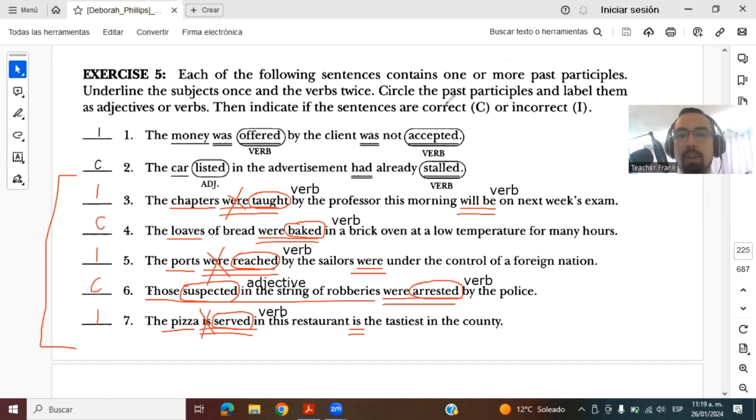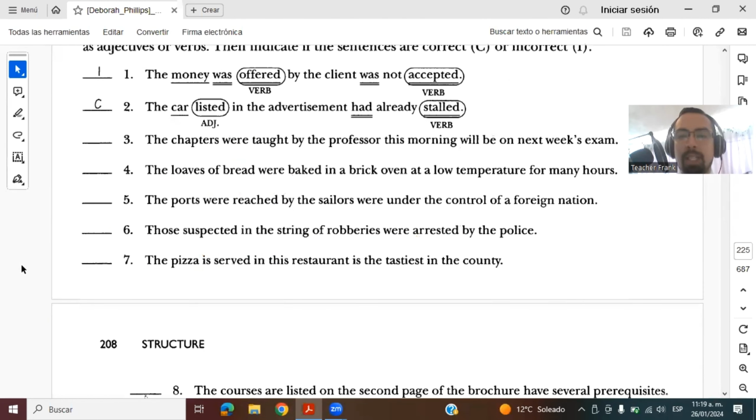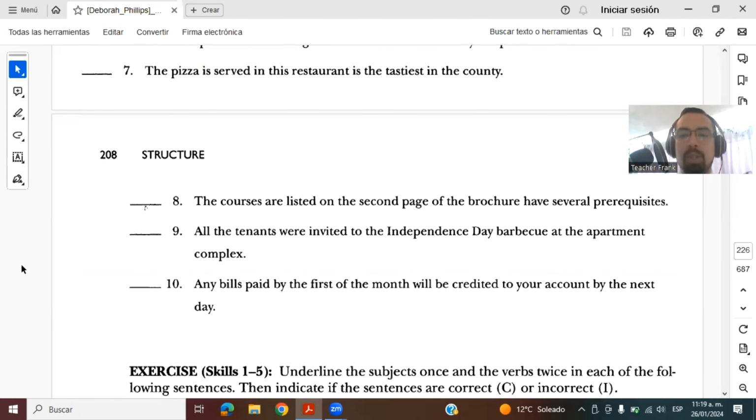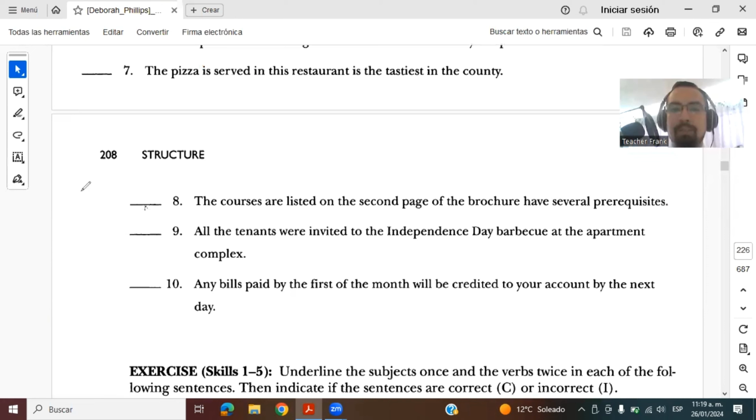So now let's go with number 8 to 10. I'm going to leave it like this for a moment so you can do it. Pause the video, please, and we'll check it in a moment, okay? All right, ready?